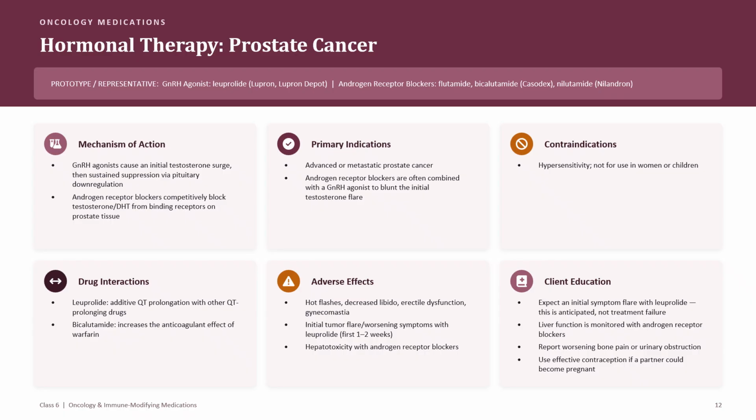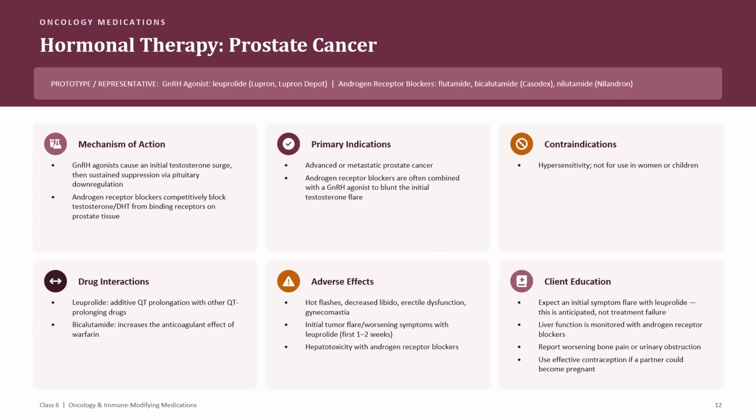So that surge has real consequences clinically. And it's probably the single most important concept on this slide, and that's the flare phenomenon. In the first 1 to 2 weeks of the Leuprolide, a patient's tumor symptoms can actually get worse. More bone pain, more urinary trouble, because of that testosterone surge. It's feeding the tumor briefly before the suppression actually kicks in.